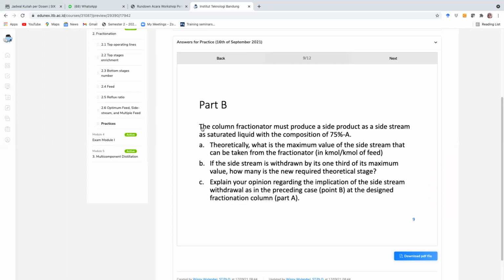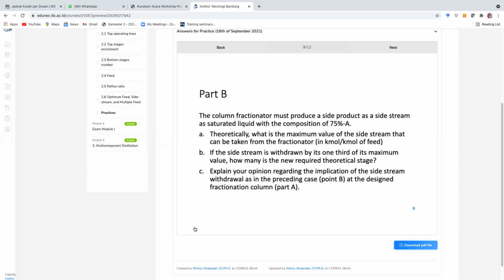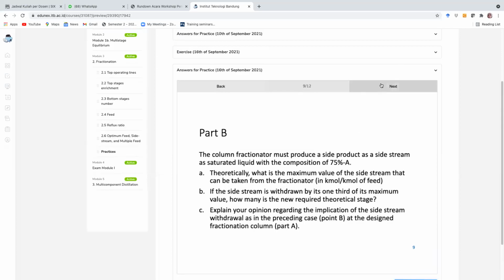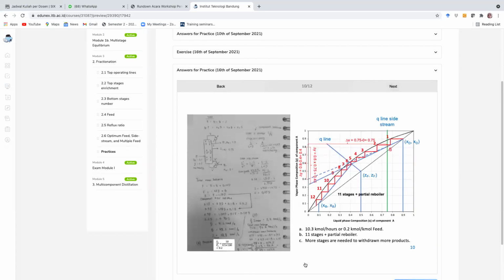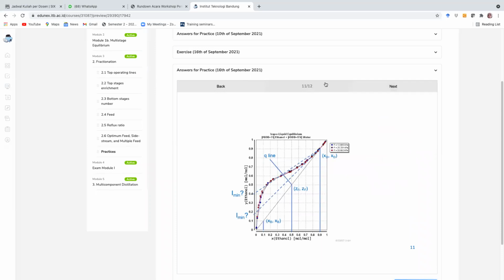For example, here, if the fractionation must produce a side product as a side stream at the composition of 75% A, for example, as a saturated liquid, what is the maximum value in the side stream? And if the side stream is withdrawn at 1/3 of its maximum, how many new theoretical stages are needed? And then explain your opinion regarding the implication of the side stream withdrawal on the design of the fractionation column. Yeah, have a look. You need to answer it using a graph, yeah. So you may want to have a look, and then what is the implication.